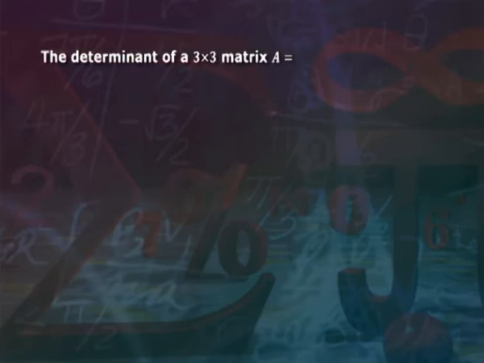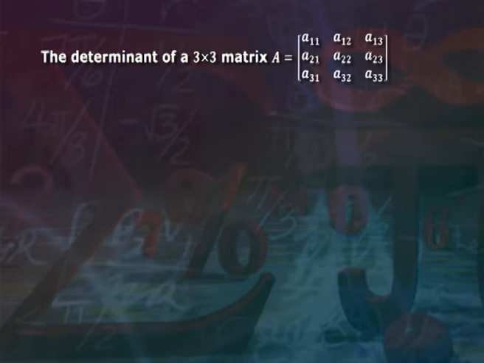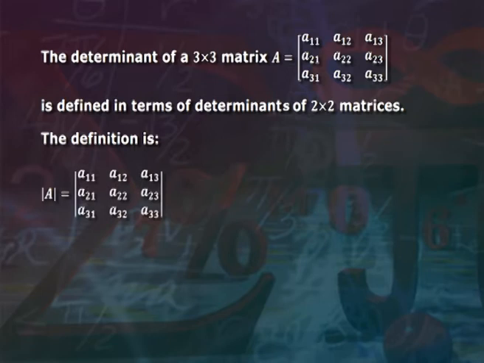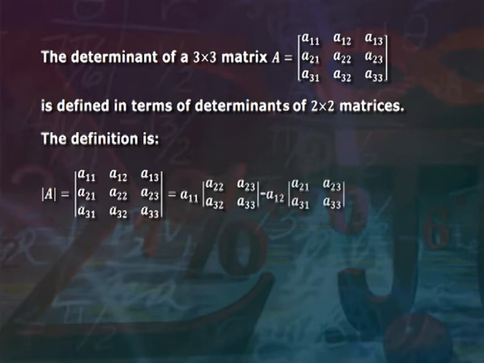The determinant of a 3 by 3 matrix A equal to [a11, a12, a13; a21, a22, a23; a31, a32, a33] is defined in terms of determinants of 2 by 2 matrices. The definition is the determinant of A equal to a11 into the determinant of [a22, a23; a32, a33] minus a12 into the determinant of [a21, a23; a31, a33] plus a13 into the determinant of [a21, a22; a31, a32].